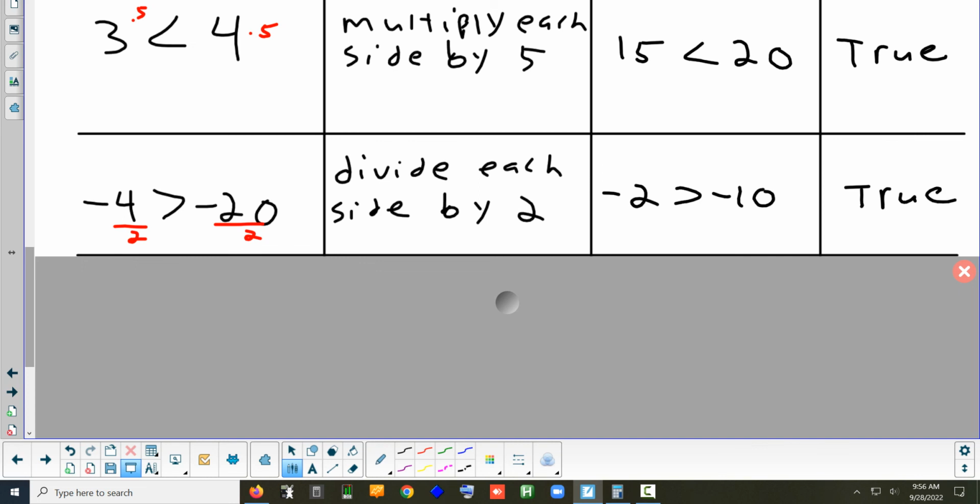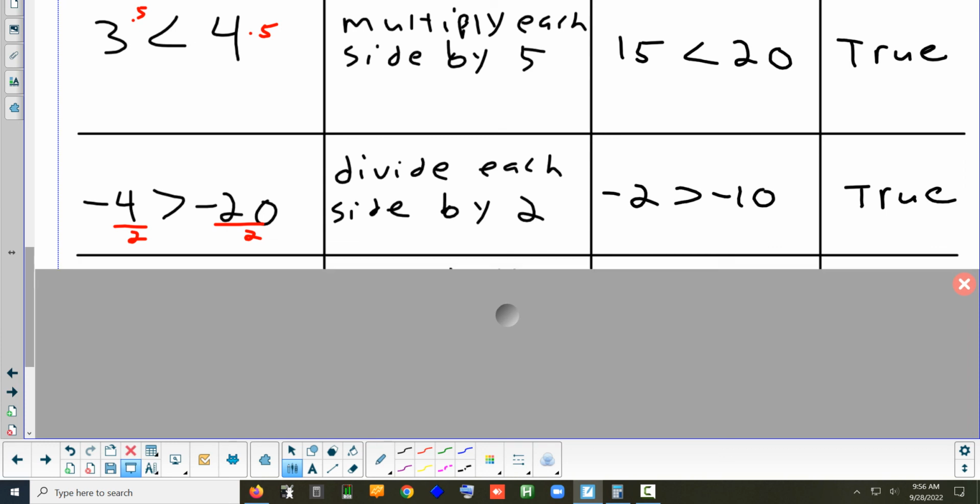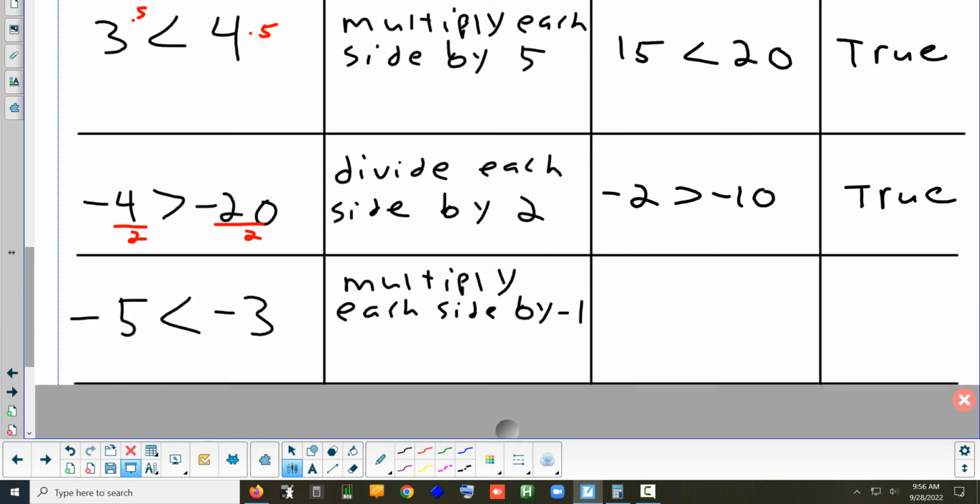So notice the first one, we multiplied by a positive 5. The key here is it was positive. And the second time we divided, but we still used a positive. Let's try it with a negative.